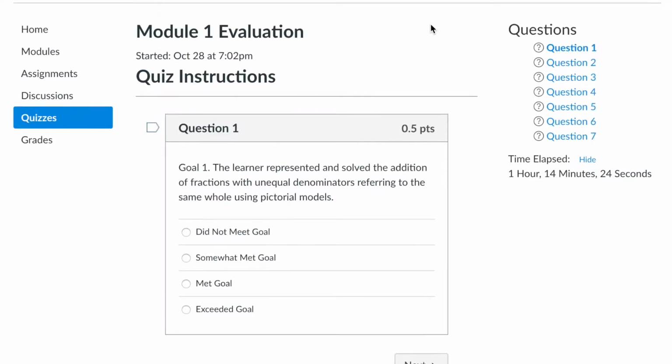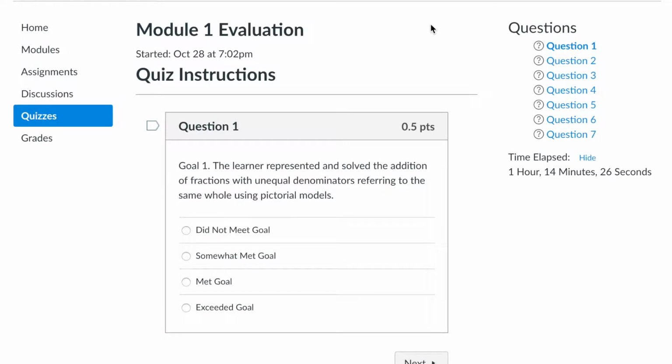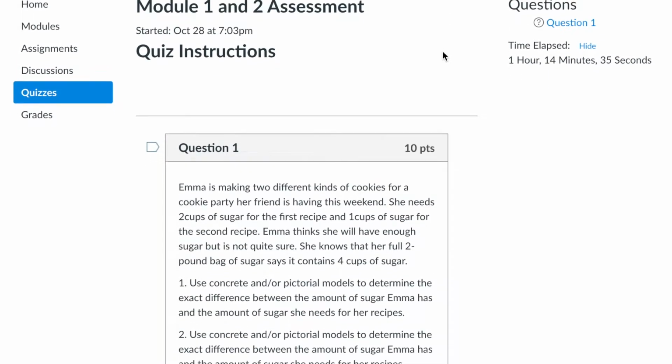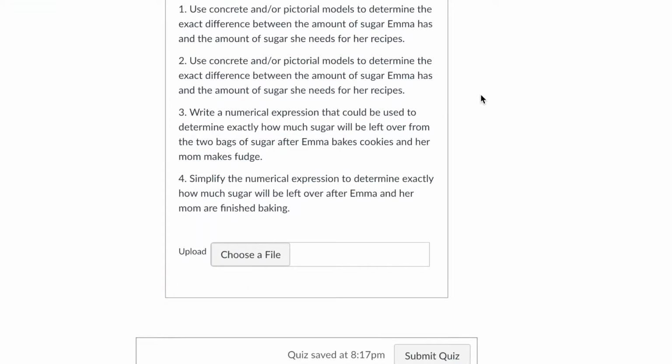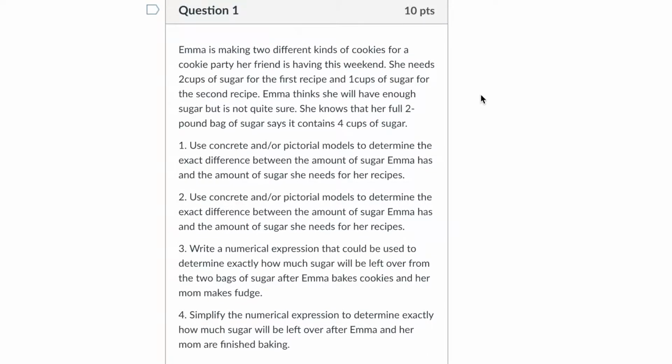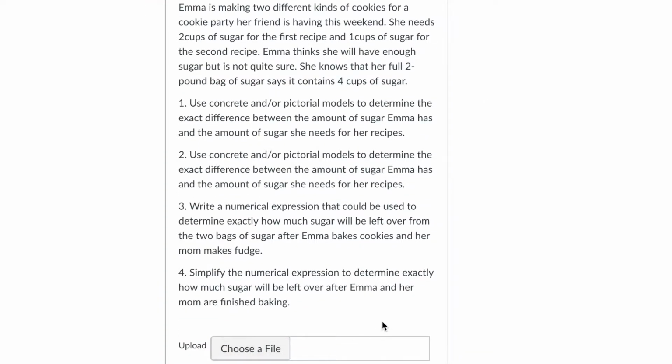At the end of each module, they are going to be given the module evaluation, which lets them reflect on how they felt the goals and the objectives of the module were met through a survey. And then throughout the course, they are going to have assessments that they are going to have to complete and then upload to the assignment Dropbox.